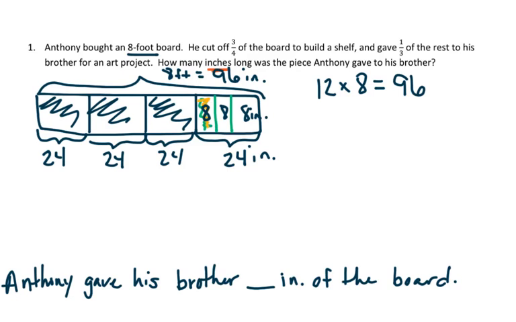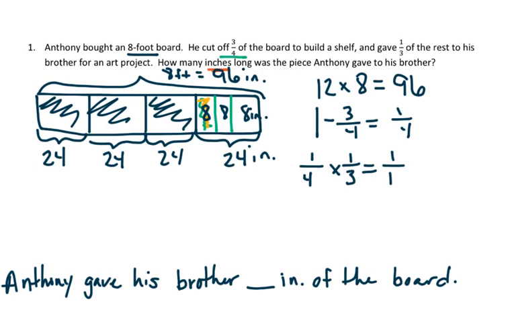Okay. So now we're going to do this just by multiplying the fractions. So it's a little bit tricky because it says he cut off 3/4 of the board to build a shelf and gave 1/3 of the rest to his brother for an art project. So what the students really need to think is I'm starting off with one whole board and I'm taking away 3/4 because that's what I'm cutting off, and that leaves me with 1/4. Then from that 1/4, I'm taking 1/3 of that to give to his brother for the project.